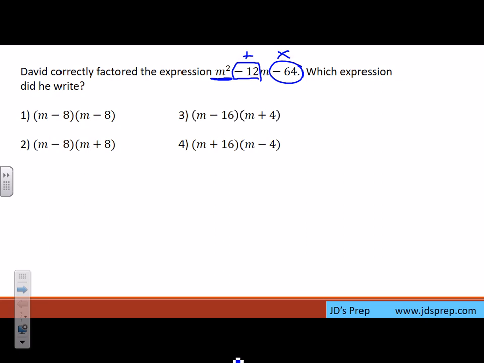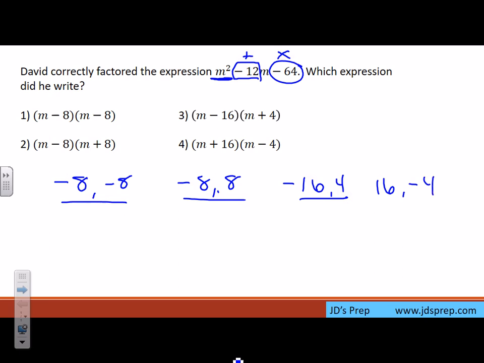Since we have these four options to choose from, we have four options for the two numbers that are going to work for this polynomial. For our first one, we have negative 8 and negative 8. For our second one, number 2, we have negative 8 and positive 8. For our third one, we have negative 16 and positive 4. And for our last one, we have positive 16 and negative 4.